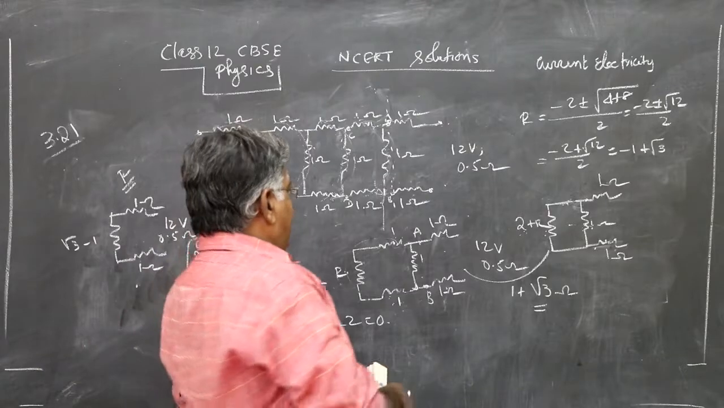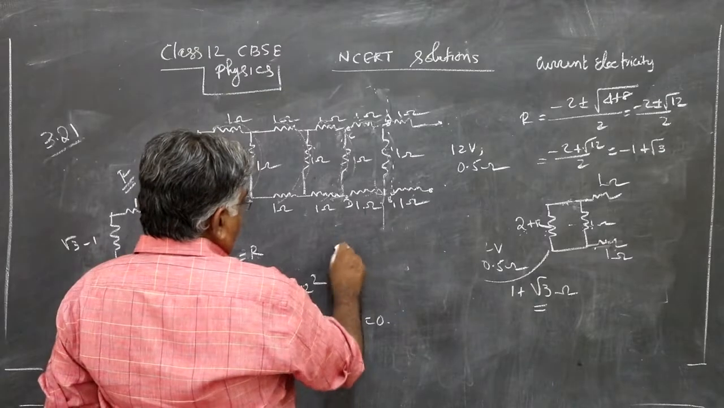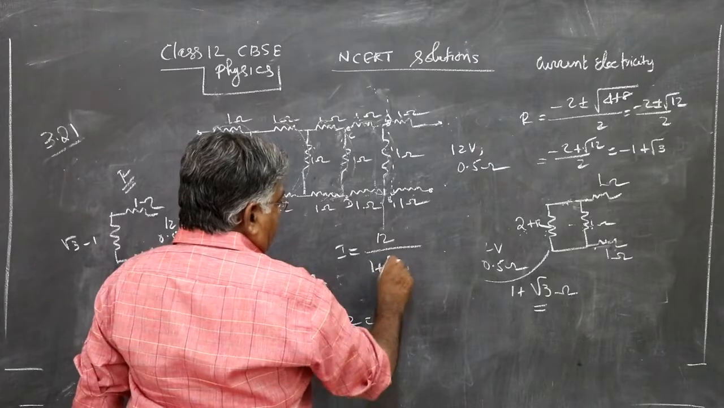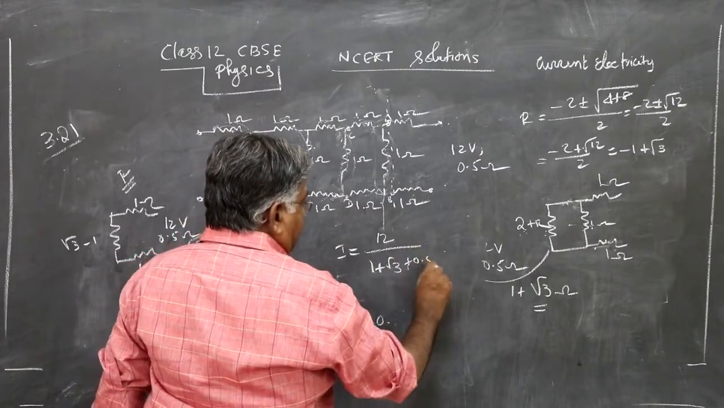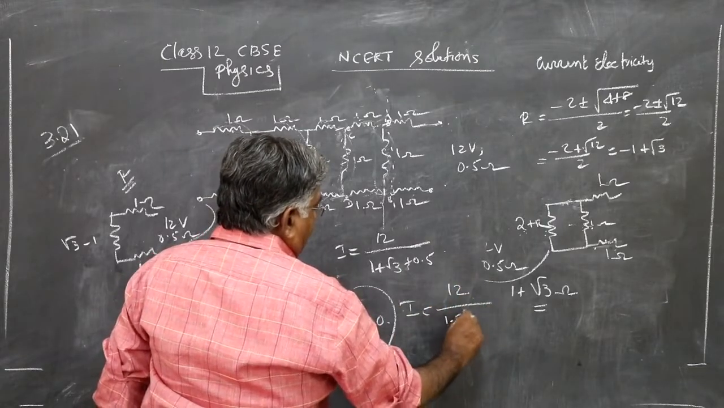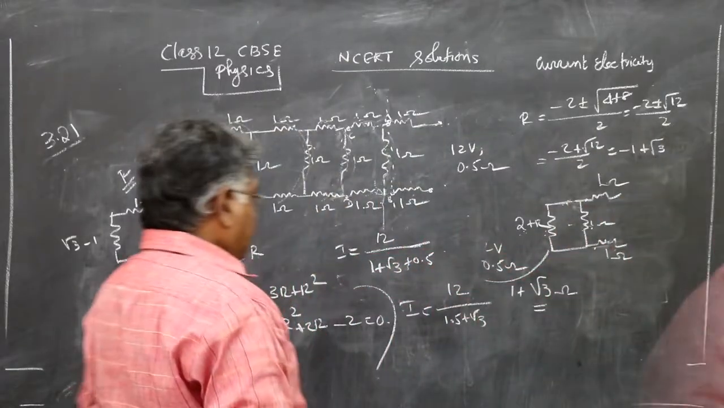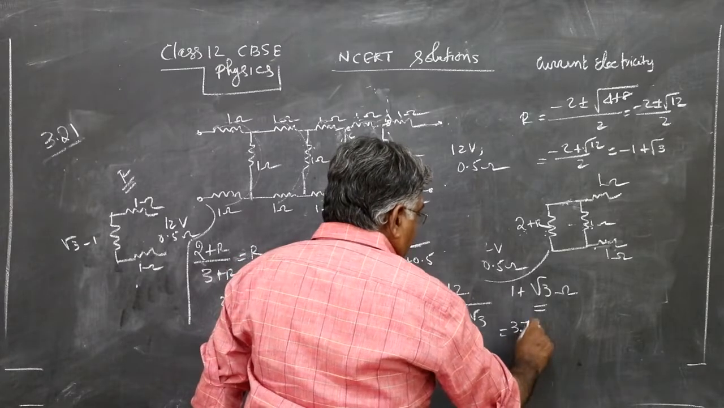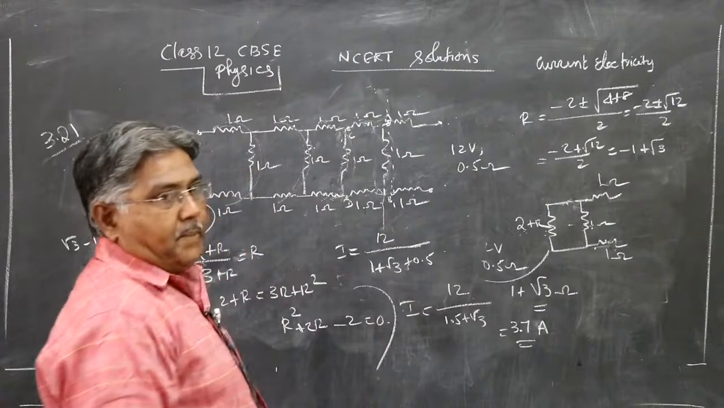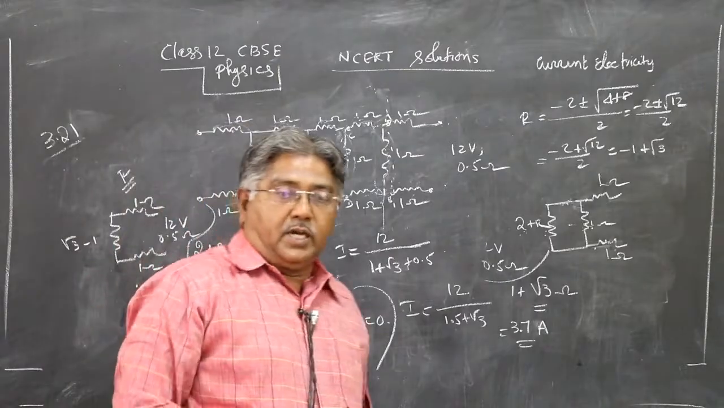So the current from the battery: you need the current from the battery. I is E by total resistance, 12 by 1 plus root 3 plus 0.5 internal resistance. So I is equal to 12 by 1.5 plus root 3. On simplification you get 3.7 ampere. That is the current drawn from the battery.